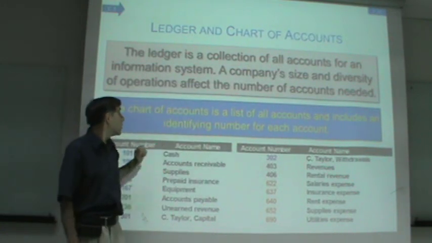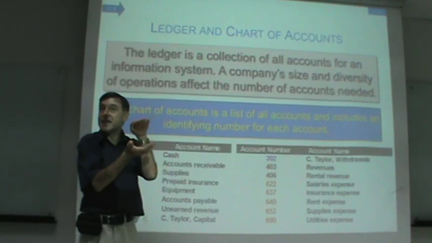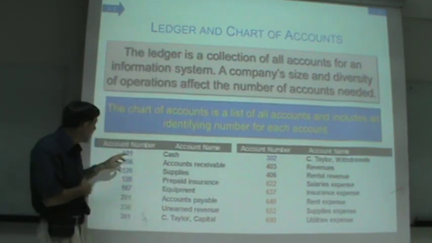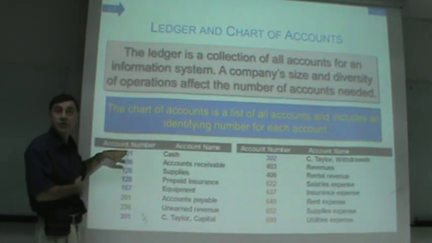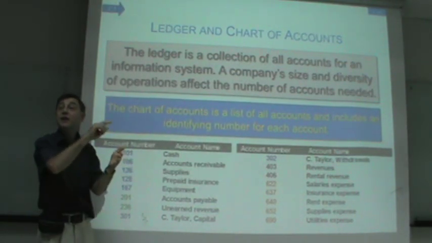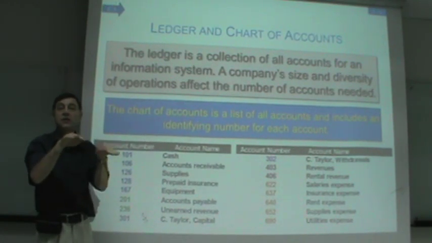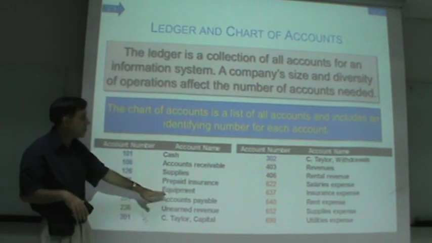All right, so the ledger is the complete set of accounts with the actual account, with the document. This one is just a list. It just tells you account name, account number. The ledger's got for each account all the increases and all the decreases. So the ledger is the detail. Here is just a short list.